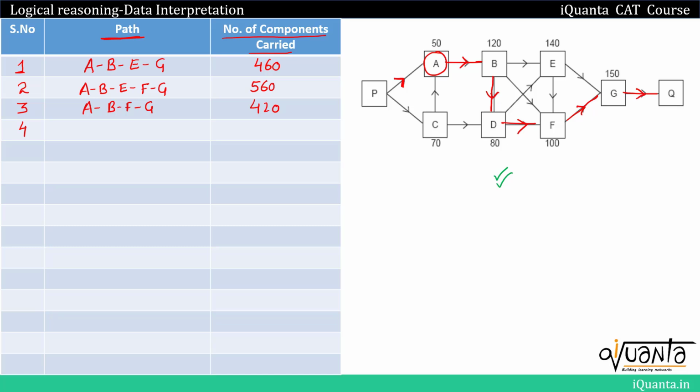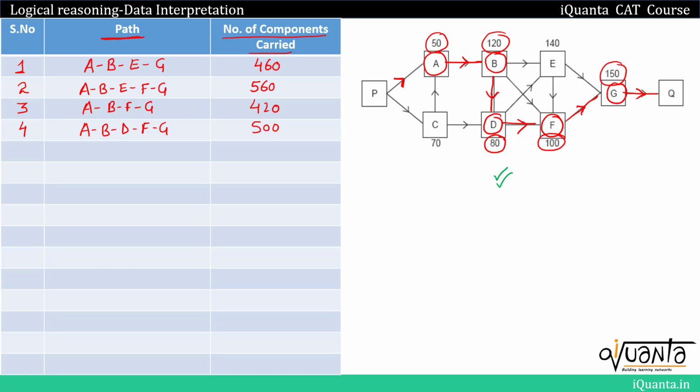So we have another route, A, B, D, F, G. A is 50, B is 120, D is 80, F is 100, G is 150. So if we add them, 50 plus 120, 170, 170 plus 80, 250, 250 plus 100, 350, 350 plus 150 becomes 500, and the path is A, B, D, F, G.